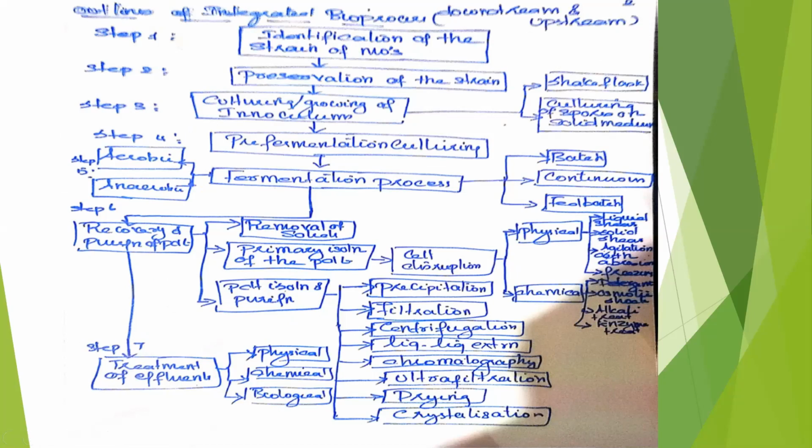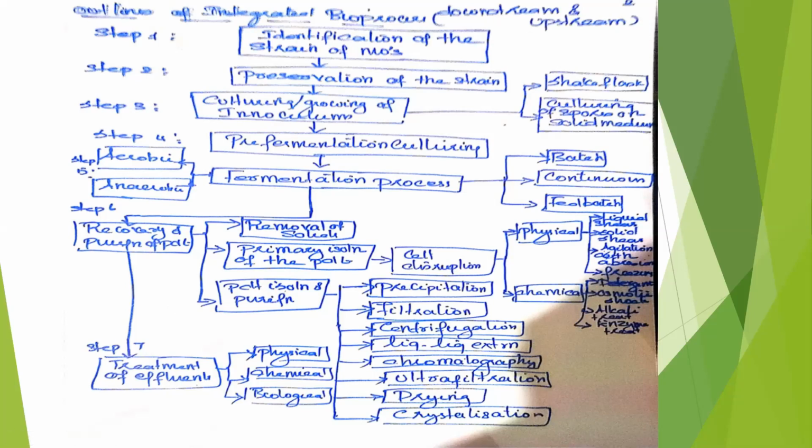Culturing and growing of inoculum has 2 methods: either in a shake flask, or, if it is of spores, you should do it in solid media. The next is pre-fermentation culturing, and then you go for the fermentation process. There you have aerobic and anaerobic, and the fermentation process is further classified into batch, continuous, and fed batch. Up to this point, it is called upstream processing, and after that the extraction and purification is called downstream processing.